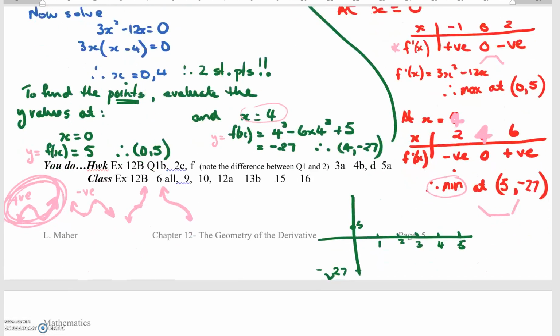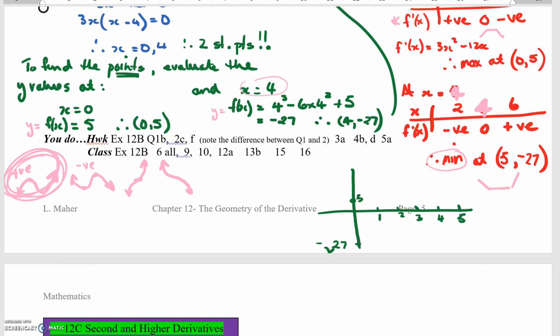So what would our graph actually look like? We know we're going to go through this point (0, 5), and we're going to go through (4, negative 27). That's going to be a minimum, and here we're going to have a maximum. So we're going to come up, this is going to be a max. It's not intentional that I'm cutting it anywhere, because I haven't worked out the x-intercepts. We're coming across to negative 27, and I know I'm going up. So I don't know what the values of the x-intercepts are, but the graph would look like that, which is what we expected.